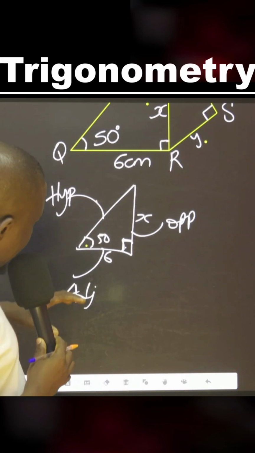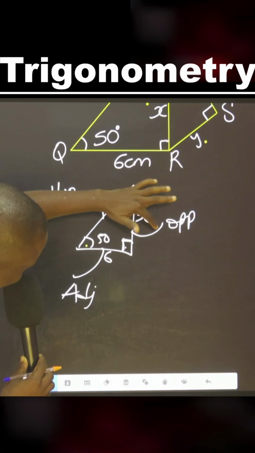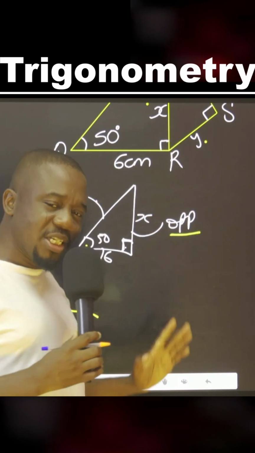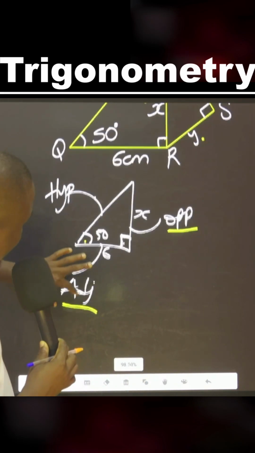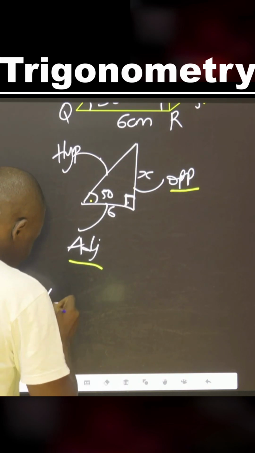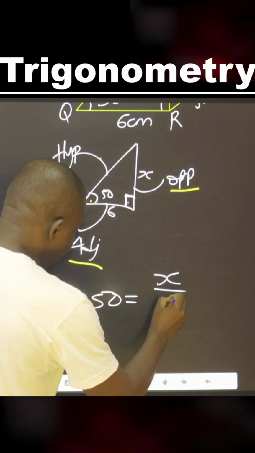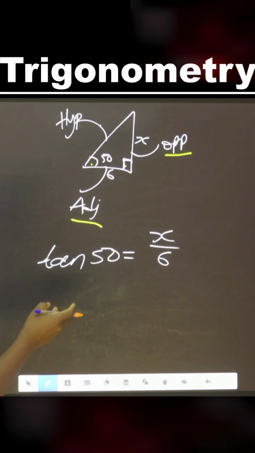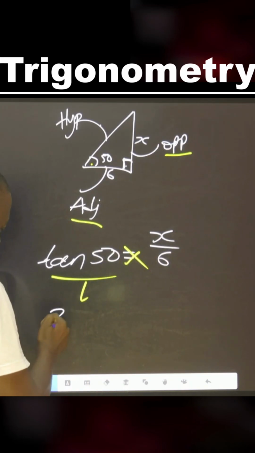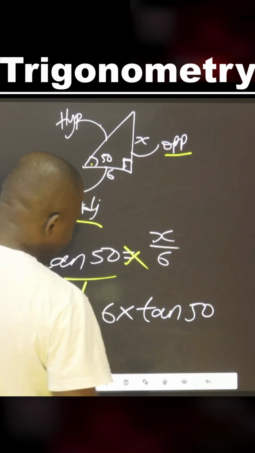So now, we have this known line and the unknown line. So we are going to do this versus this. That is opposite over adjacent. So that is telling you what? Tan 50 is equal to opposite, which is x, over 6. Now, to get x, we cross multiply. That is x equal to 6 multiplied by tan 50.